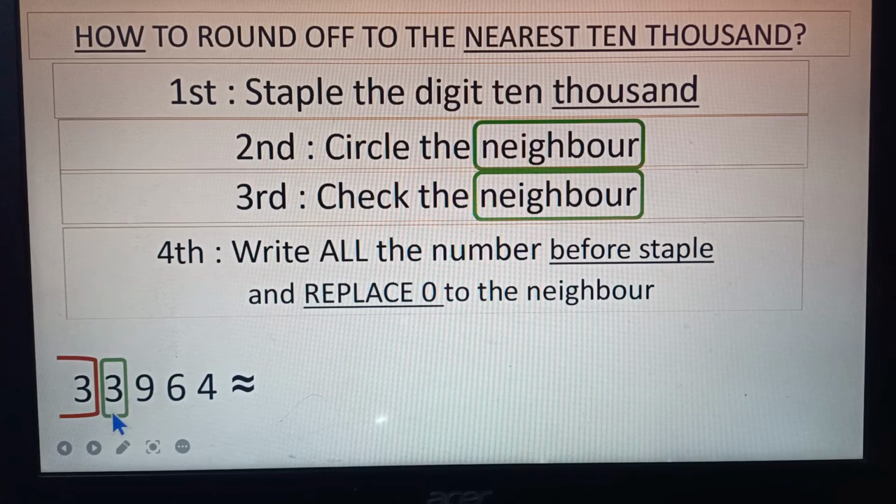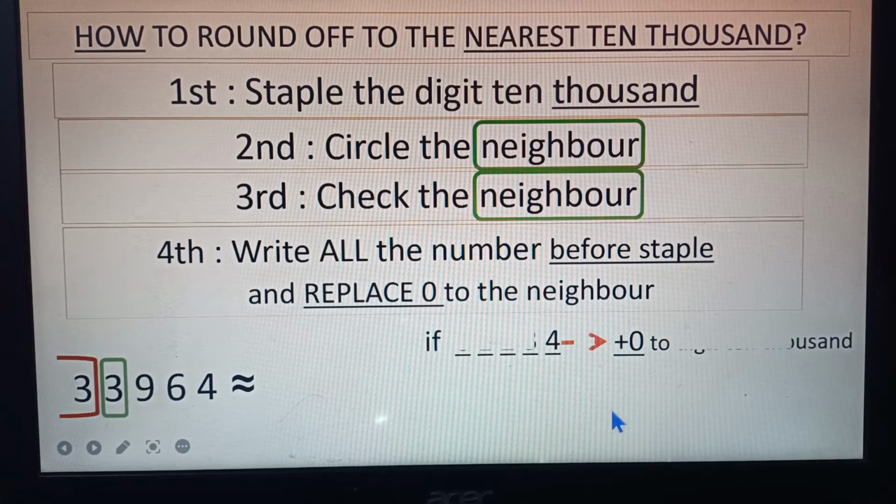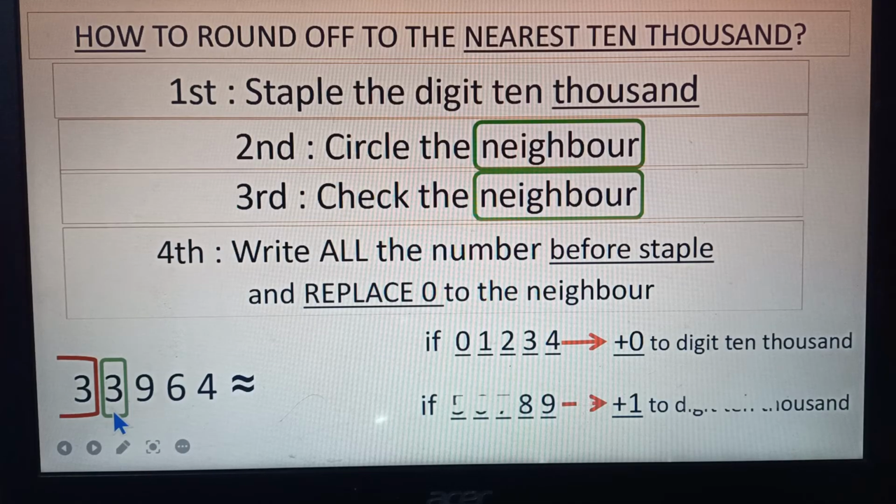Okay, circle the neighbor. Third step, you check the neighbor. Check macam tadi. 3 ni, neighbornya ni, is it less than 5 or more than 5? Where is it? Yes, it is less than 5. Kurang dari 5. So, what should you do kalau kurang dari 5 neighbornya? So, you add 0 arah atas stapler. Okay. So, 0 plus 3, step 4.